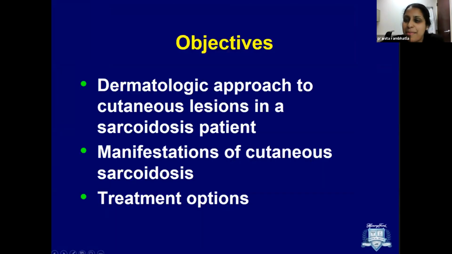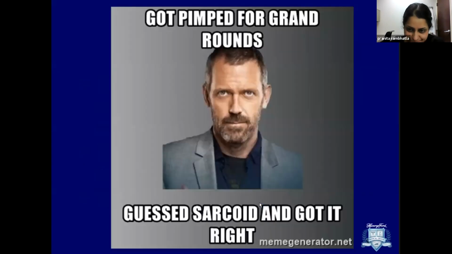All right, these are my objectives for today. Patients who already have sarcoidosis are one type of patient we get, and then there are patients who are being worked up for it. For the purposes of this talk, I'm going to focus on our approach to cutaneous lesions in known sarcoidosis patients, because those are usually the ones that you're sending over to us. We'll also go through the manifestations of cutaneous sarcoidosis, and then we'll go through some treatment options.